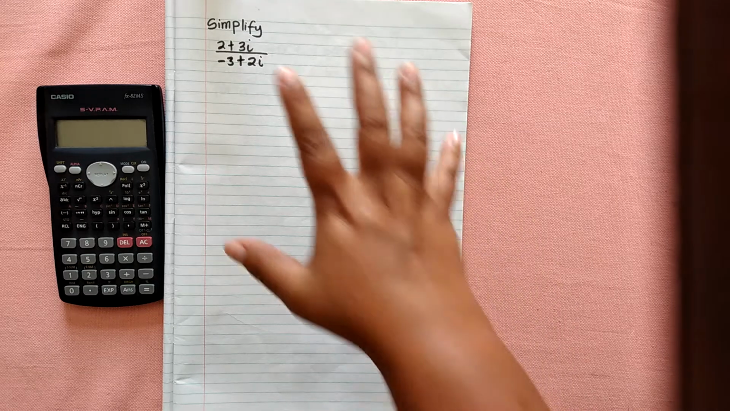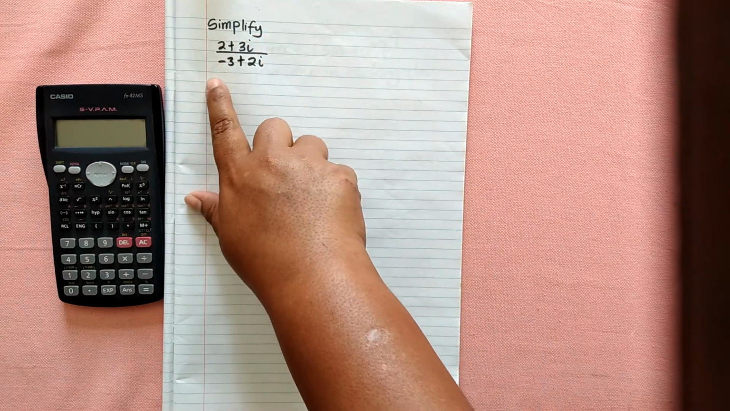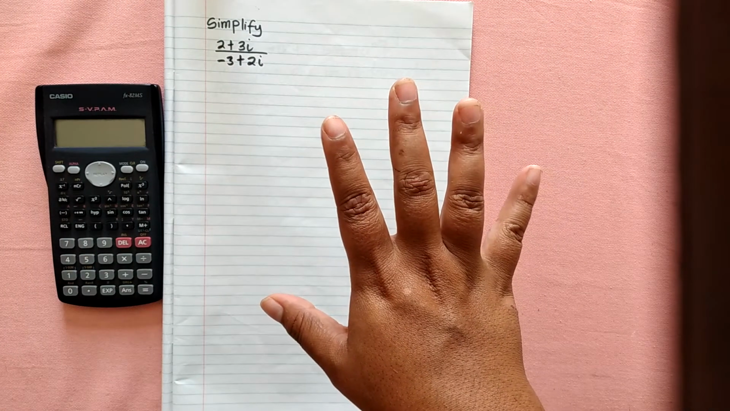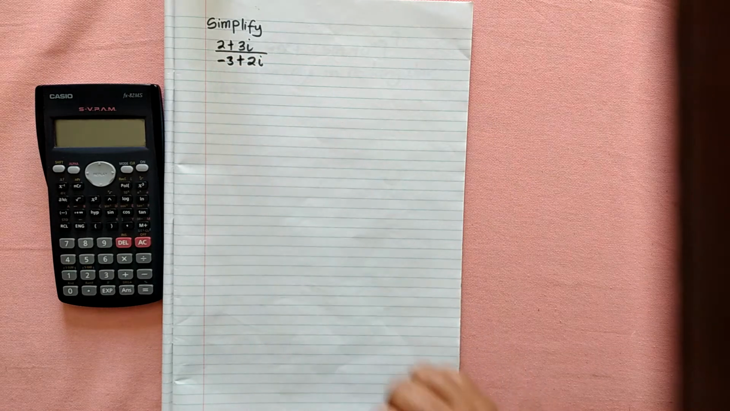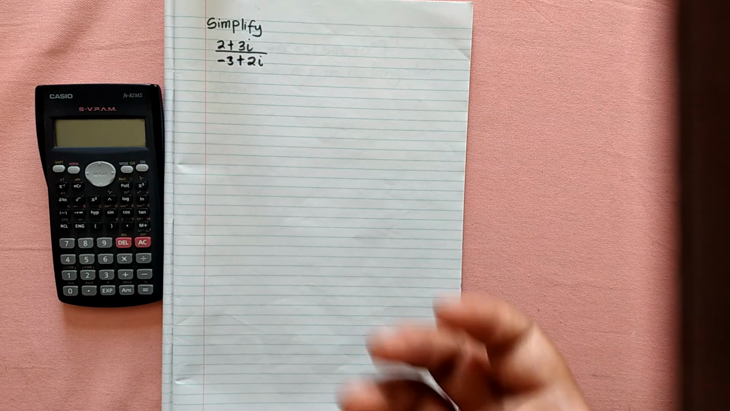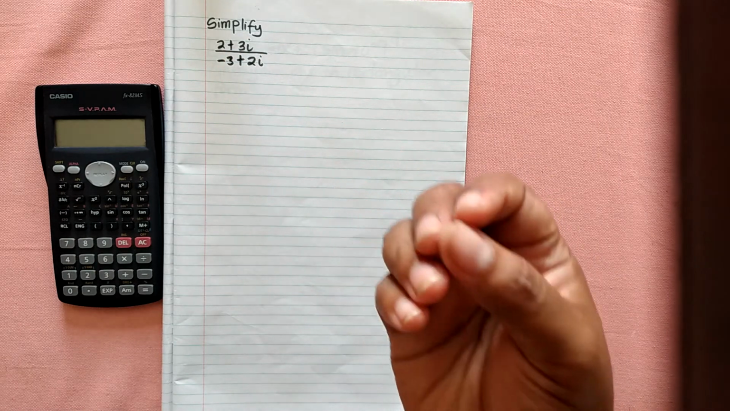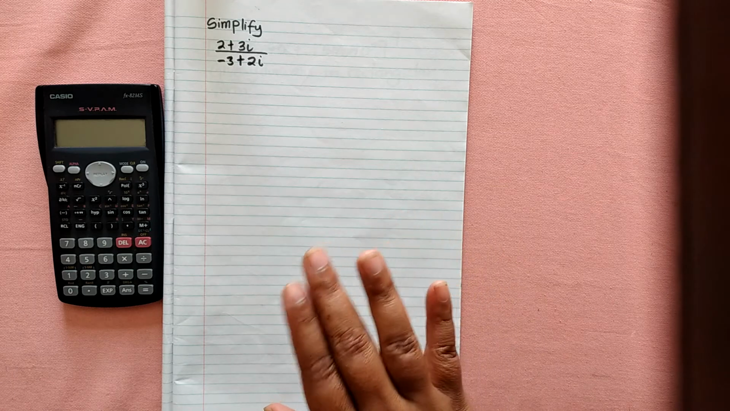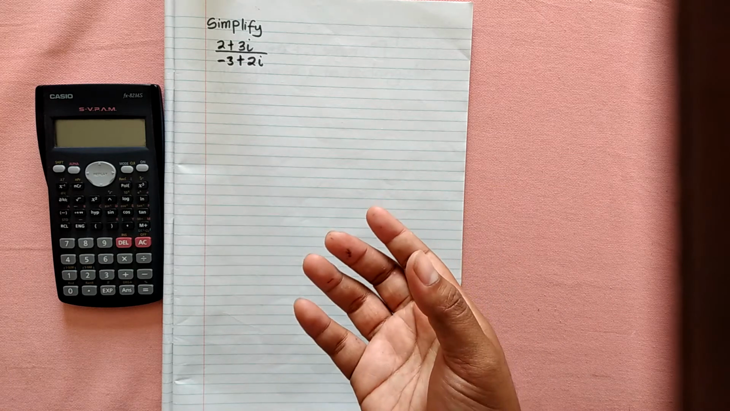Let's look at the question. The question says, simplify (2 plus 3i) over (negative 3 plus 2i). That is the only information given in the question. We have to simplify this fraction. So we have to understand what the word simplify means in this question. Simplify means to make something less complicated.